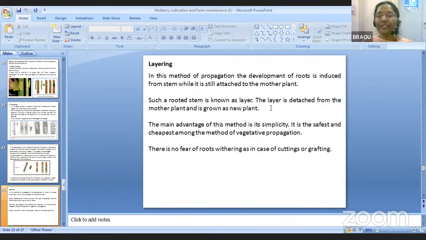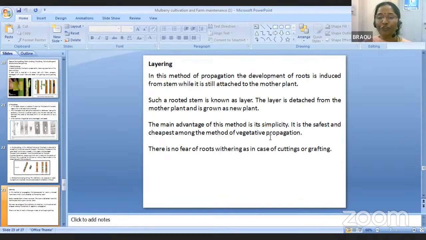The main advantage of this method is simplicity. You're just pulling a branch, inserting it into the mud, and allowing it to grow on its own. You're not cutting it. You're not grafting it. You don't have to worry about cutting at a 45 degree angle. All this can be avoided. That's why they say this is the simplest, safest, cheapest method of vegetative propagation.